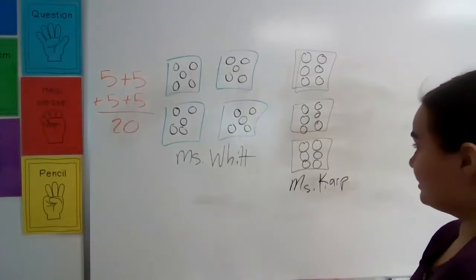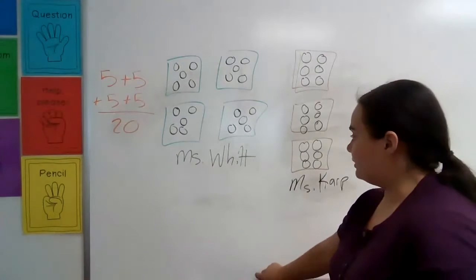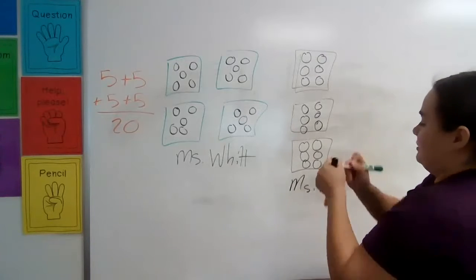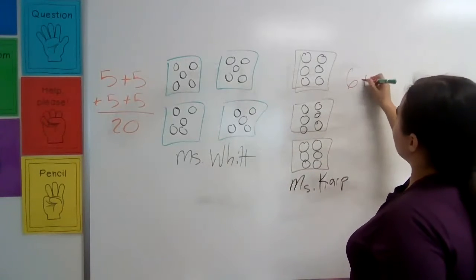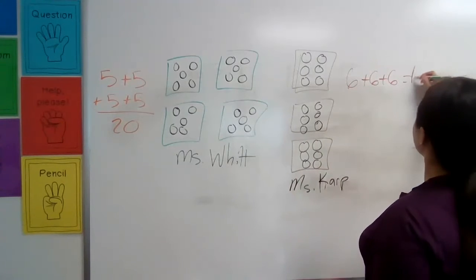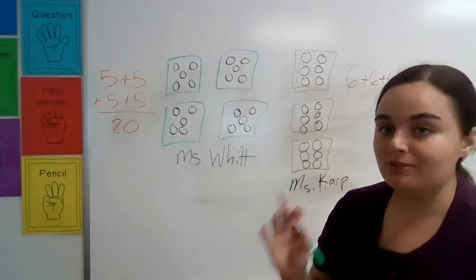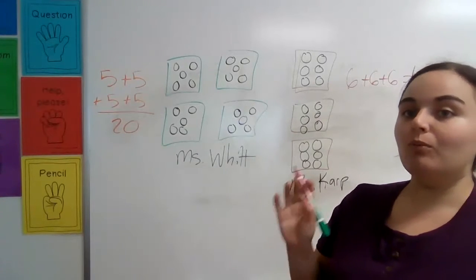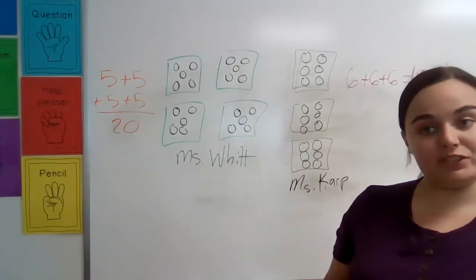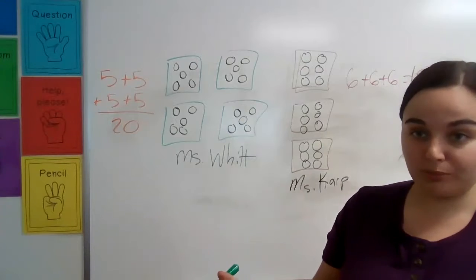Now, Mrs. Carp had 3 boxes of 6 in each. Okay? So if we were to look at hers, we could do kind of the same math problem here. We could do 6 plus 6 plus 6 equals 18, right? Pretty easy. But instead of using addition here, what if I wanted to write a multiplication problem? Well, multiplication is just high-speed addition. It's basically telling us how many groups and how much in each group.